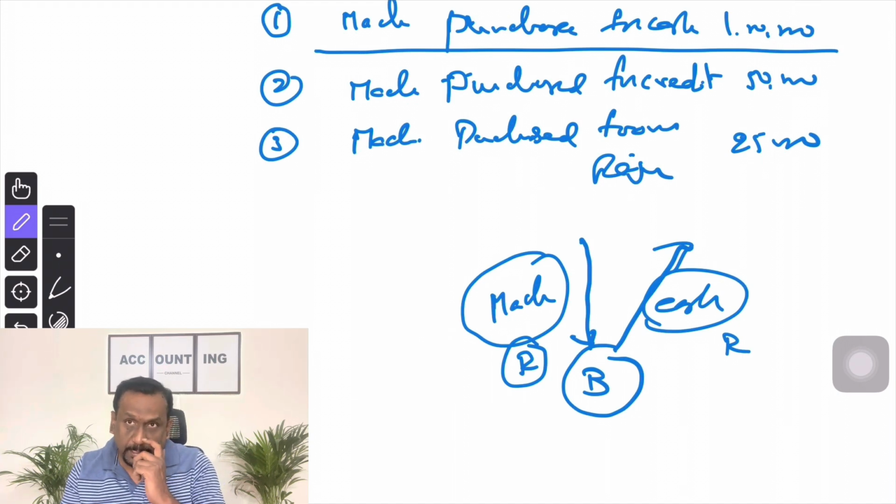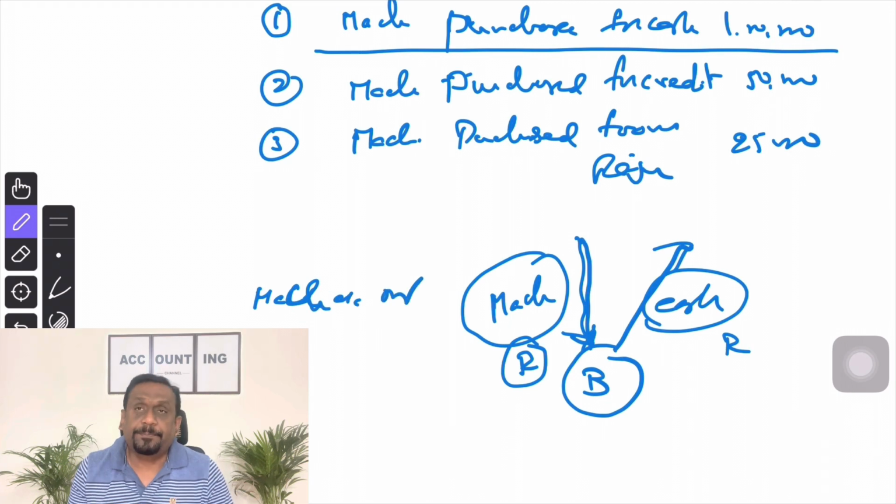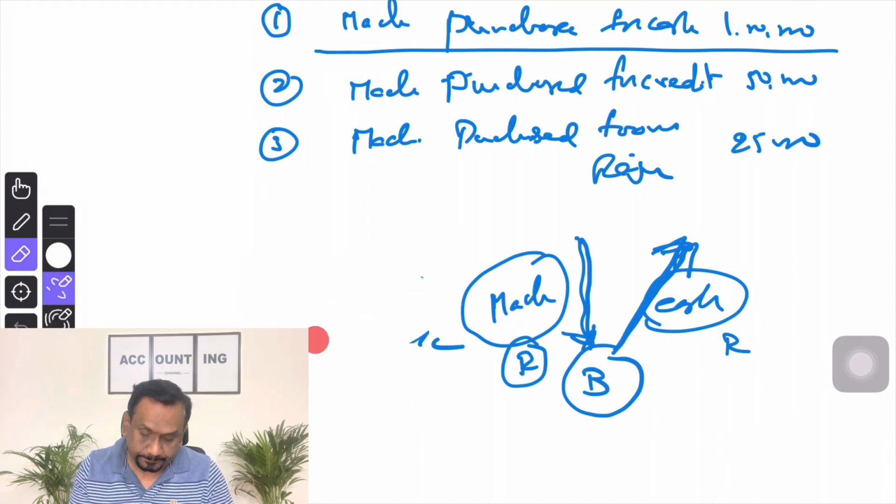So what is the principle under real account? Debit what comes in, credit what goes out. What comes in here? Machinery. So machinery account has to be debited. Next, what goes out? Cash. What does the real account principle say? Debit what comes in and credit what goes out. Here what is going out? Cash. So credit cash account. Simple. Clear? Let us move on to the second.